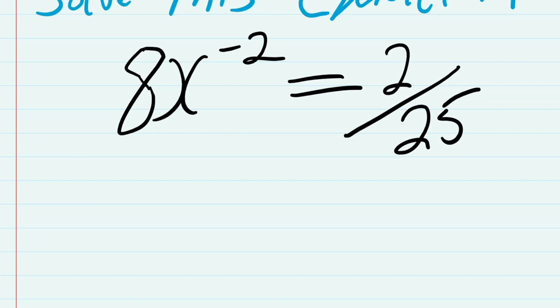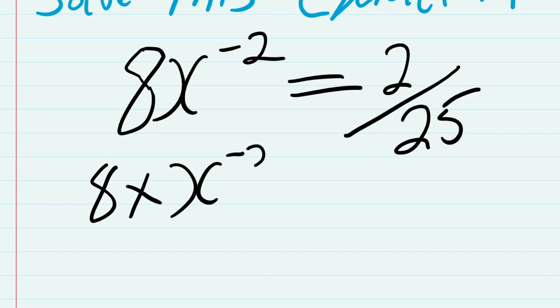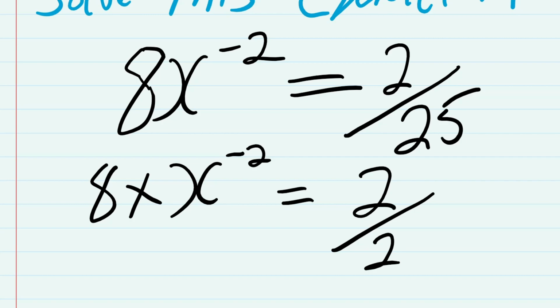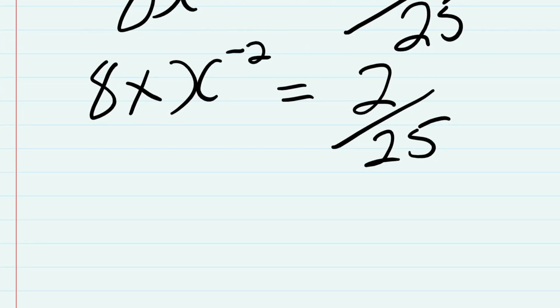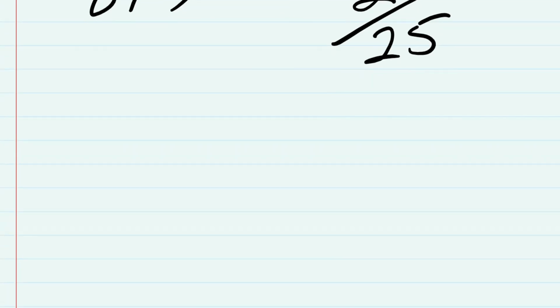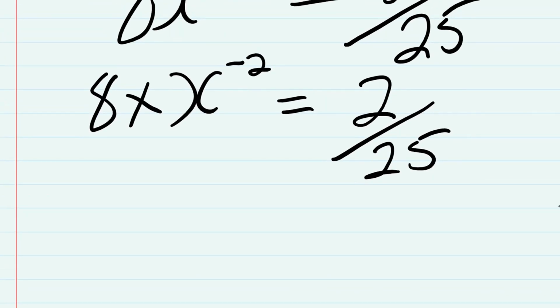In my solution, I have 8 times x to the power of -2 equals 2 over 25, right? So I've been able to establish this. So what do I do next?